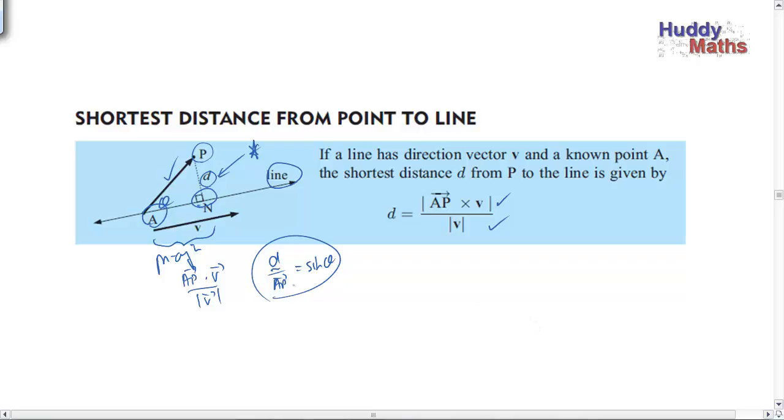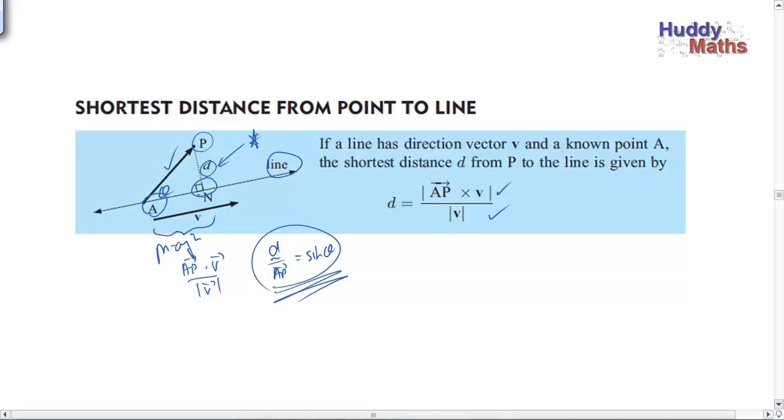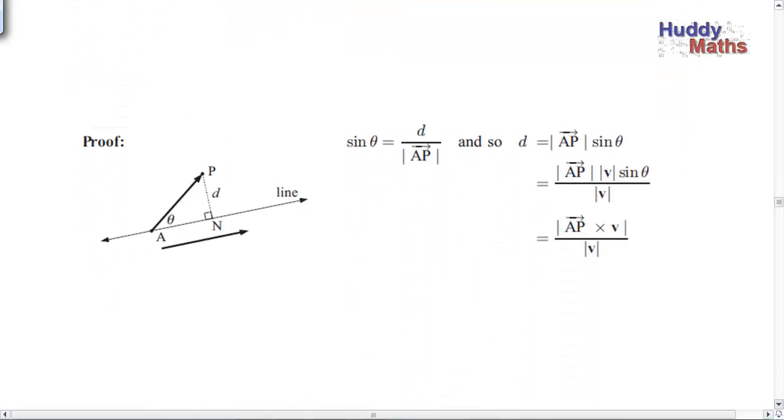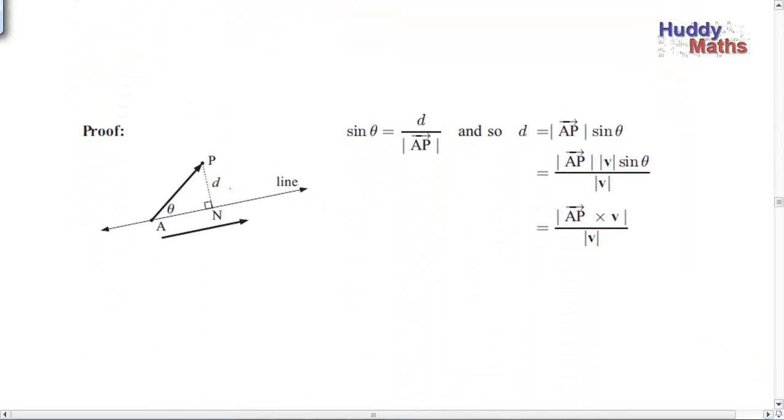I wonder if you can see it from here. We're going to prove it now. Okay, so come down and let's have a look at what the proof looks like. I just did it for you basically there. So here, that D, here's a crucial thing, D over the length of AP, a little bit of SOHCAHTOA in this triangle here, basic trigonometry. Okay, and so D equals length of AP sine theta.